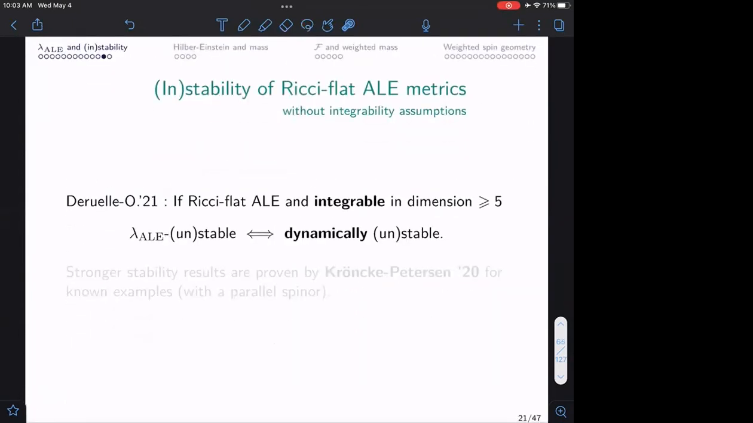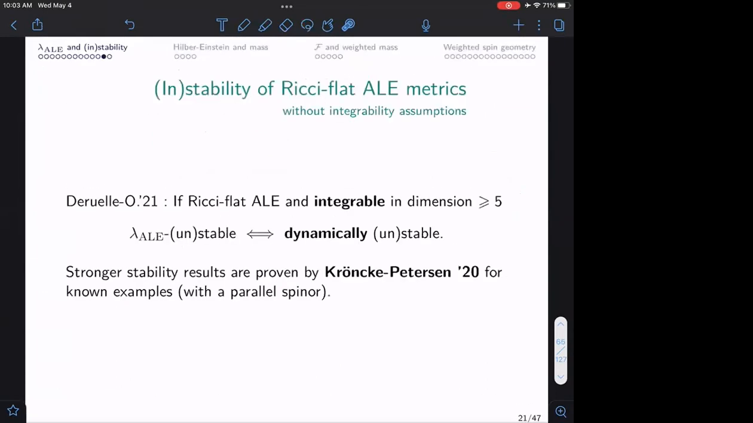Okay, and so yeah, that's the statement in dimension 5. We can only do it in dimension 5. And one of the reasons is that we cannot have a true Łojasiewicz inequality, but only a weighted one in dimension 4 and 3. So if you want to talk about stability of Ricci-flat ALE metrics for the known examples with the parallel spinor, you should instead use Kröncke-Petersen's result, which is stronger than ours, but only deals with stability and having a parallel spinor. Our case doesn't see any spin geometry.